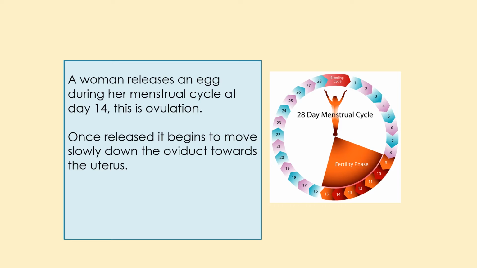Okay, so we're going to talk in more detail about the menstrual cycle later on, but the important part for this lesson is that a woman releases an egg, so the female gamete, during her menstrual cycle at about day 14, and that's called ovulation. Once released, it begins to move slowly down the oviduct towards the uterus.